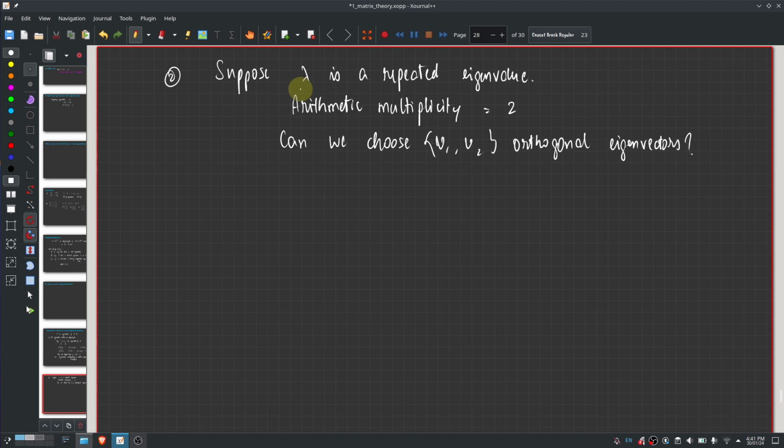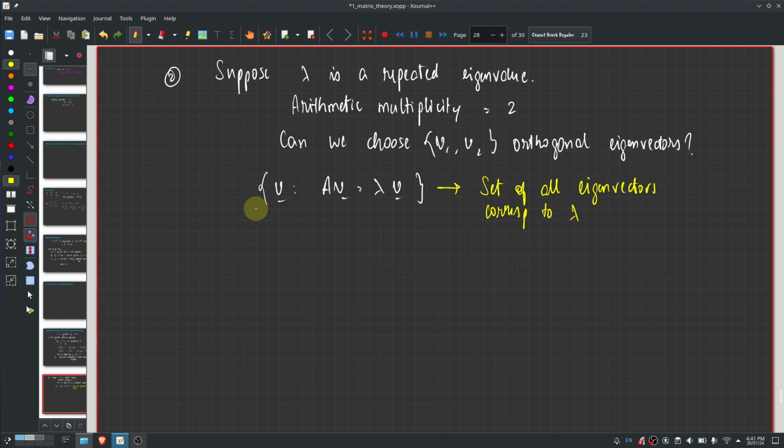Just Gram-Schmidt, right? So if you look at the set of all vectors v such that A times v equals lambda times v, this forms a vector subspace, correct? So this is the set of all eigenvectors corresponding to the eigenvalue lambda, and this forms a vector space.